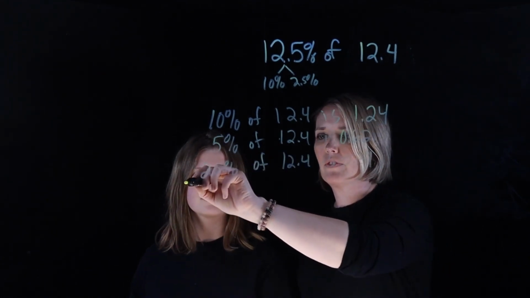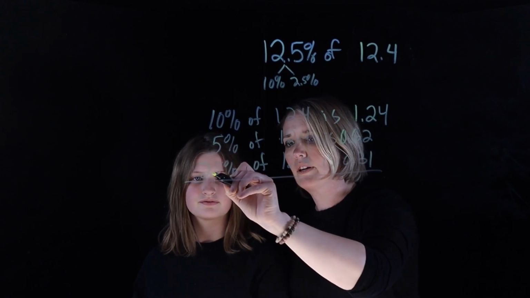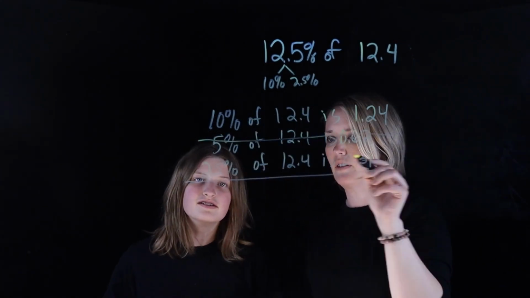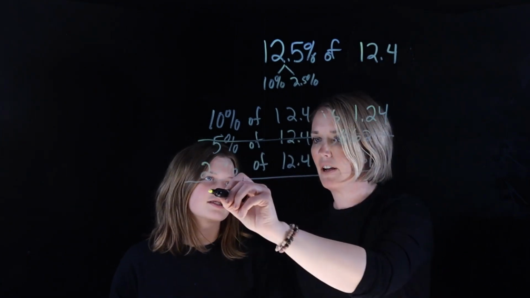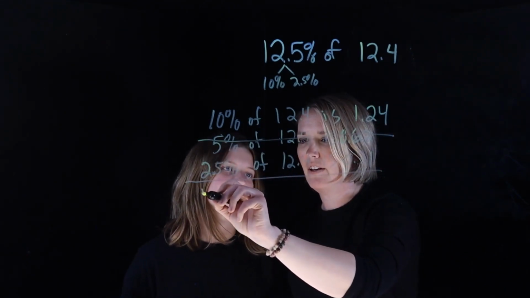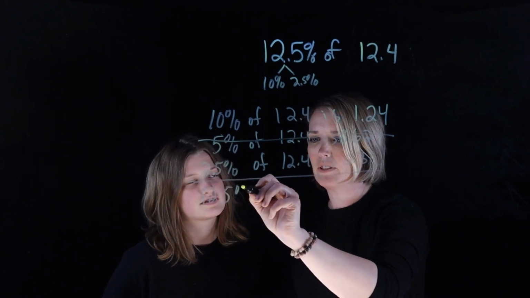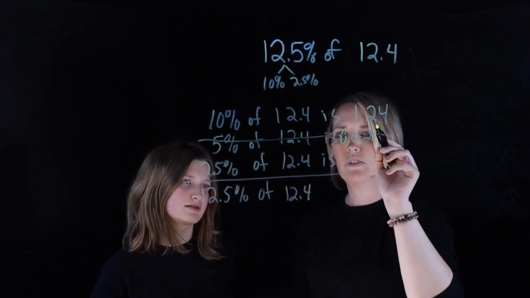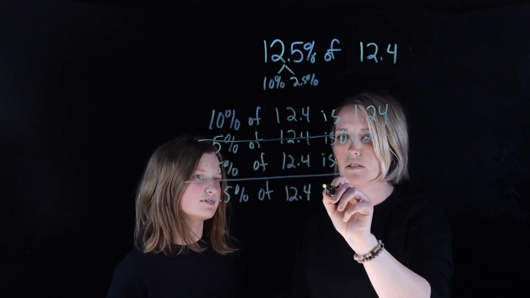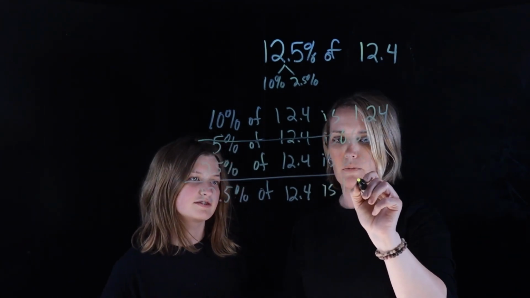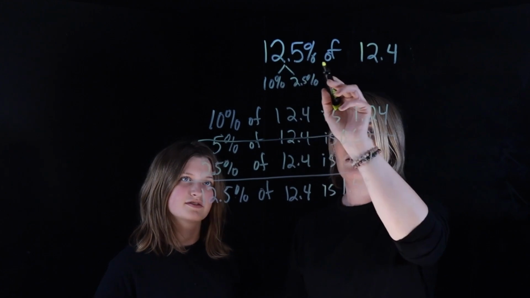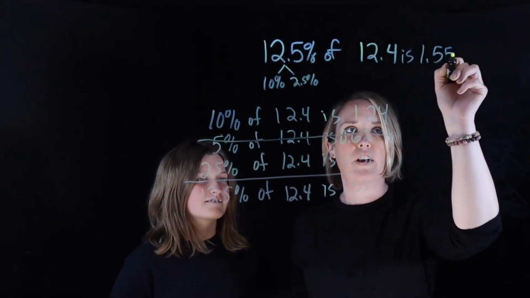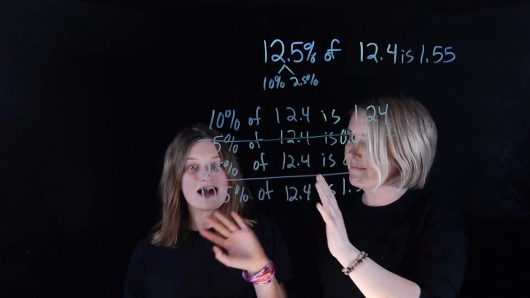Okay, we don't need this anymore. So we just had the 10% plus the 2.5%, and then we have our answer, right? Yeah. So 10 and 2.5 would give us 12.5%. And what's $1.24 plus 31 cents? $1.55. So 12.5% of 12.4 is 1.55. That was awesome, Anna. Thanks. Bye, everyone.